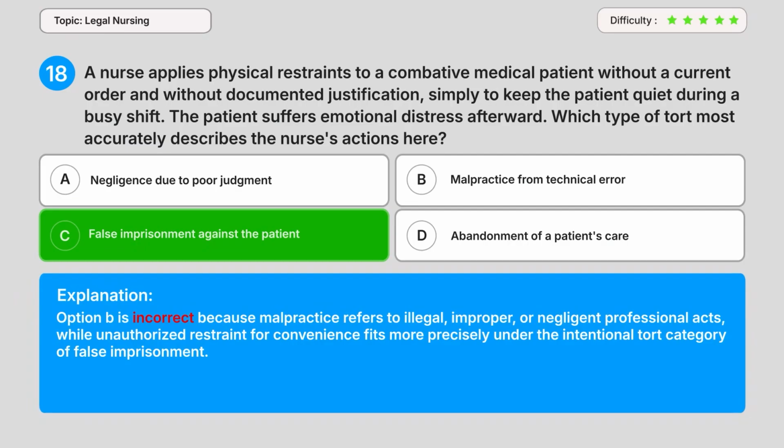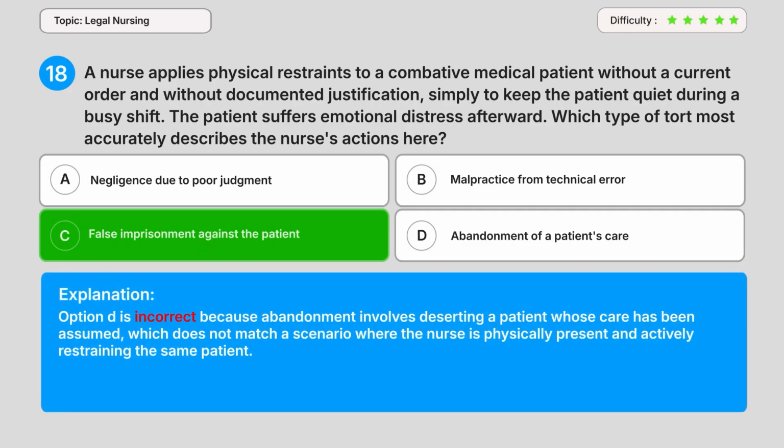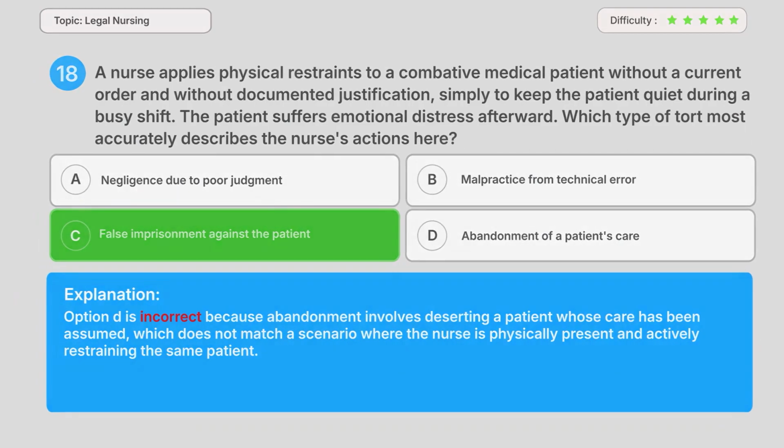Option B is incorrect, because malpractice refers to illegal, improper, or negligent professional acts, while unauthorized restraint for convenience fits more precisely under the intentional tort category of false imprisonment. Option D is incorrect, because abandonment involves deserting a patient whose care has been assumed, which does not match a scenario where the nurse is physically present and actively restraining the same patient.